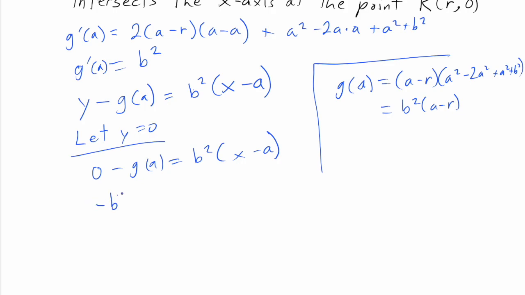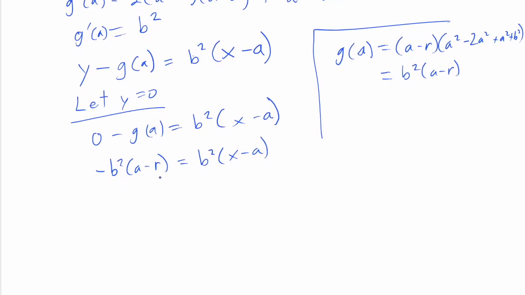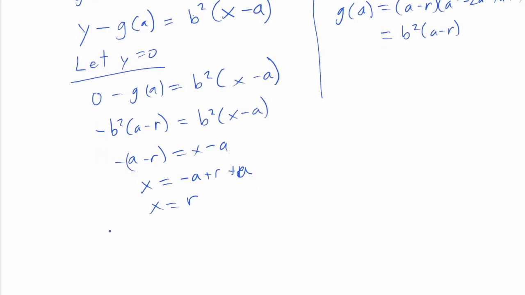We're going to have negative b squared times a minus r equals b squared times x minus a. We can divide both sides by b squared. And we got negative a minus r equals x minus a. So x equals negative a plus r, and then bring this to the other side, it's going to be a plus a. So we got x equals r. So therefore the x-intercept is r comma 0.